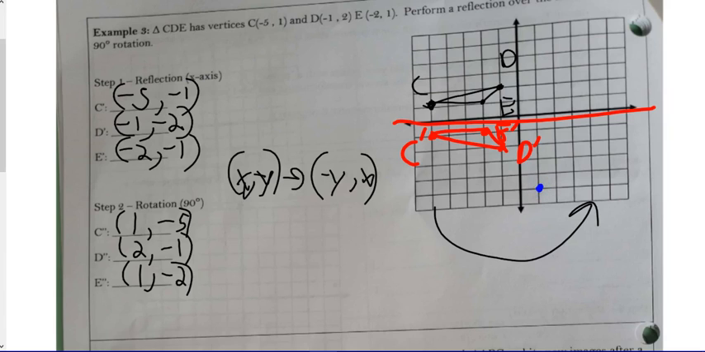Okay, so that is my C double prime. D double prime is going to be at 2, negative 1. And E double prime is going to be at 1, negative 2. And there is that triangle moved 90 degrees into the fourth quadrant.